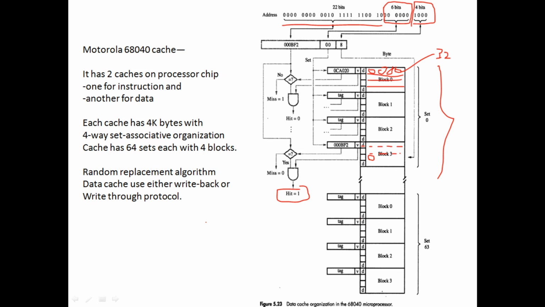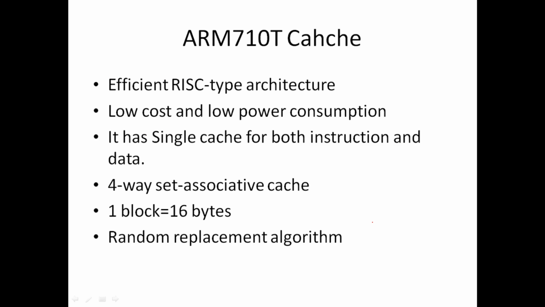Now let's see the next one. This one is ARM. The ARM family uses a very efficient RISC type architecture, and they are low cost with low power consumption, and it has a single cache for both instruction and data, and like previously we saw both are different.